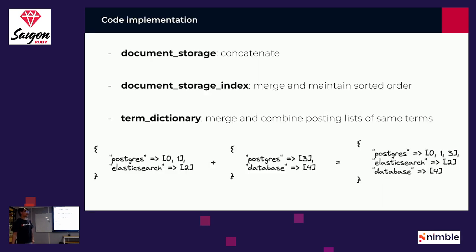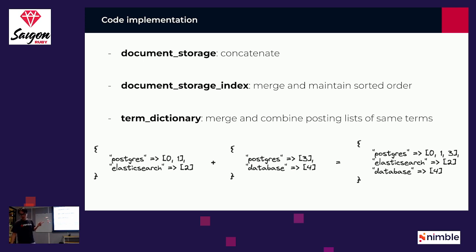The implementation is really long, so I'm going to spare you that. But basically, we need to merge each component. For the document storage, it's as simple as concatenating, because it's just a book. So you concatenate 2 books into one longer book. That's it. And for the sorted index, you need to merge it, but also maintain a sorted order.